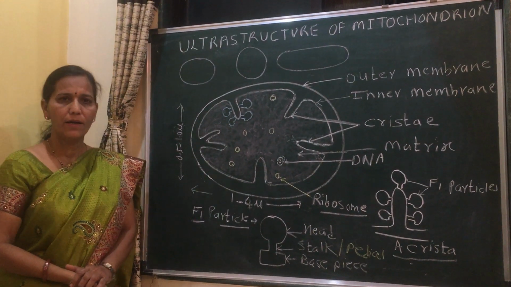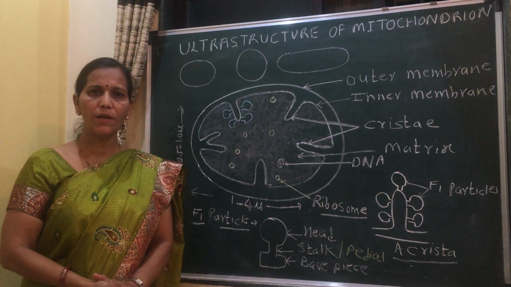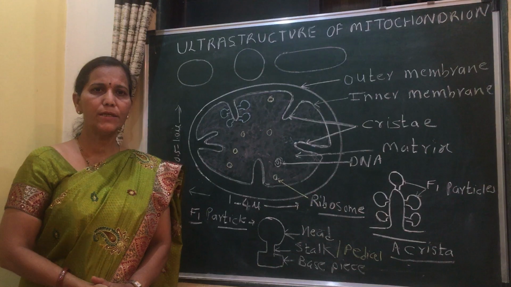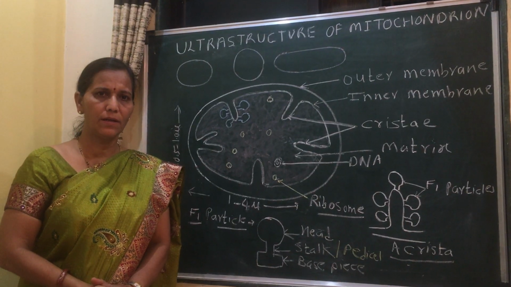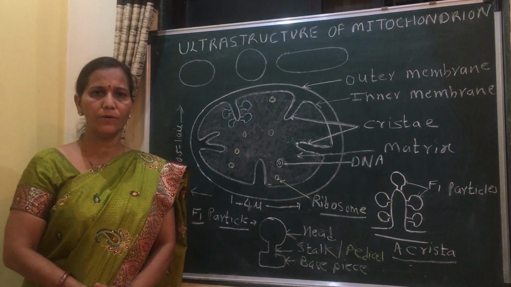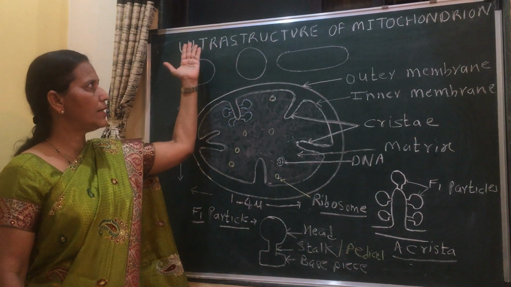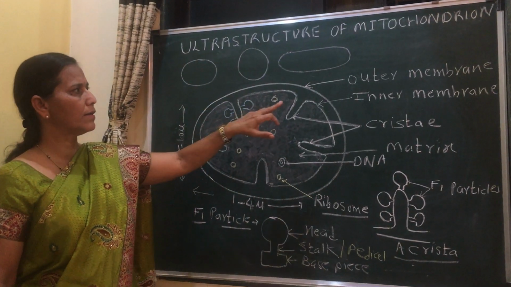Mitochondria are membrane-bound organelles present in all eukaryotic cells except mammalian RBCs, and they are absent in bacteria. You know that bacteria are prokaryotic cells. We will now see the ultrastructure of mitochondria.